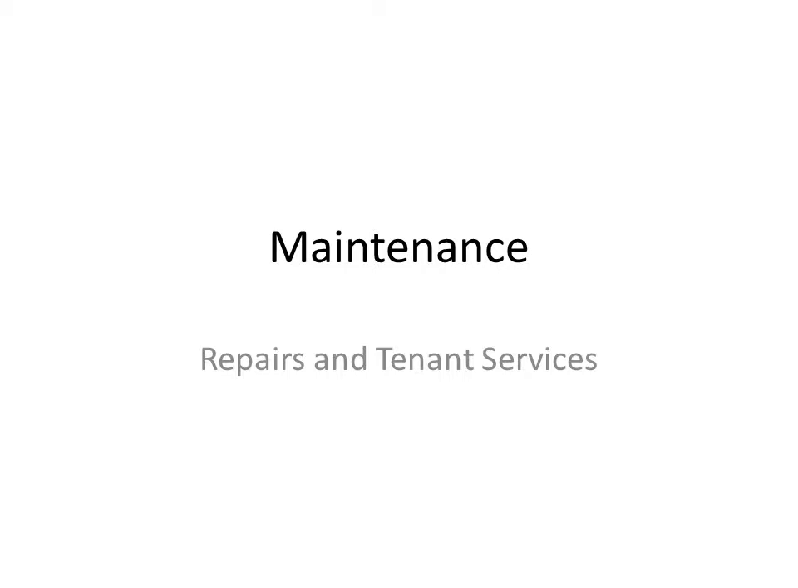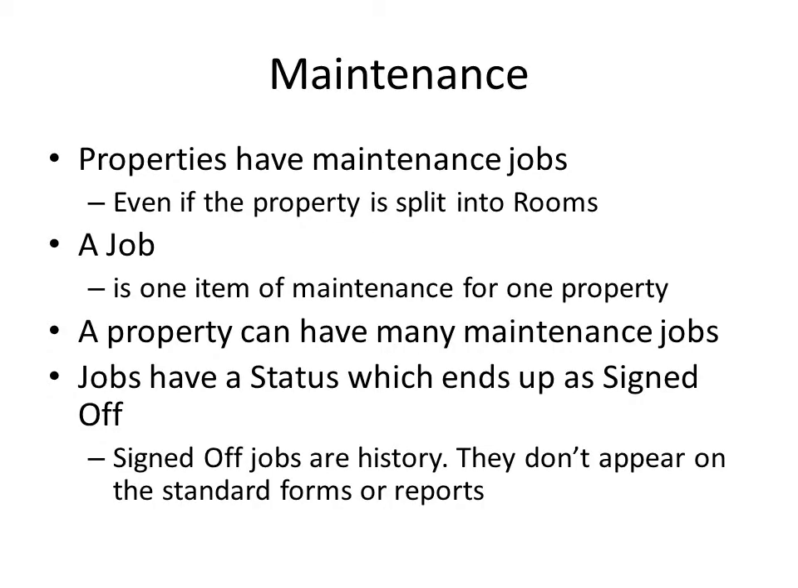Maintenance, as you can see, consists of repairs and tenant service. When we're thinking about maintenance, all maintenance jobs are associated with the property. Even if the property is split into rooms and the maintenance task is for only one of the rooms, it's still shown against the property, not against the room. A maintenance job is one item of maintenance for one property.